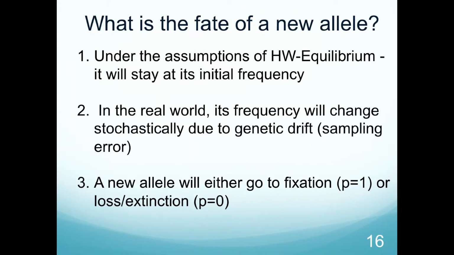So, under the assumptions of the Hardy-Weinberg equilibrium, a new allele will stay at its initial frequency, because the assumptions are that we have infinite population size, so all alleles are represented in the next population. In the real world, the frequency of this will change stochastically due to genetic drift. And an allele will either go to fixation, meaning that p will equal 100%, or it'll go to loss, or p equals 0.